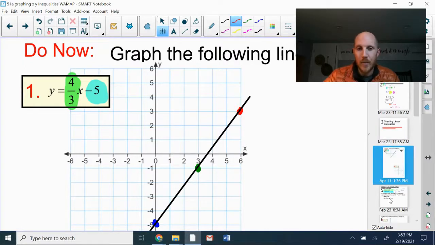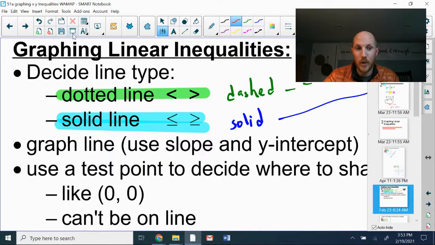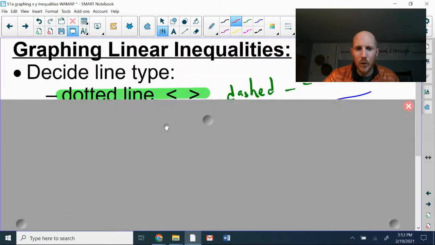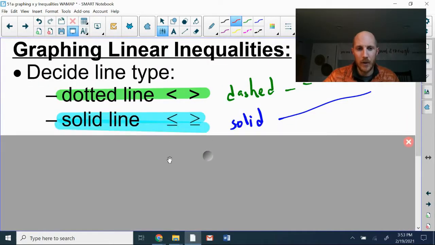Okay, so we're going to combine that with what we've been learning about inequalities. It's essentially 3 steps to graphing a linear inequality. The first one is we have to decide what type of line style to use. So just like when we were graphing inequalities on a number line, we had different styles of dots. We had open dots and closed dots. It's the same idea, kind of an equivalent version, but with lines.